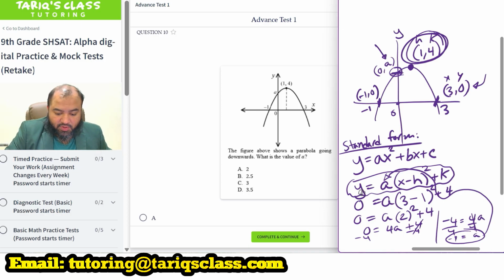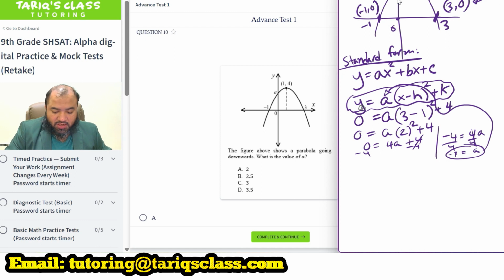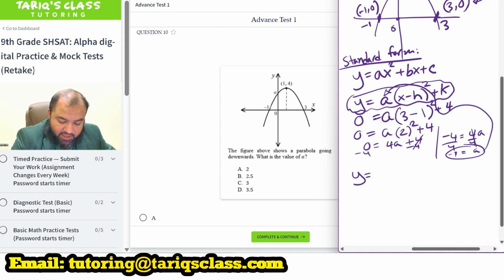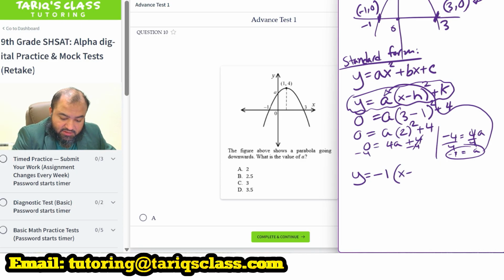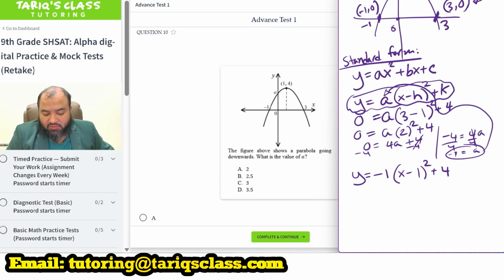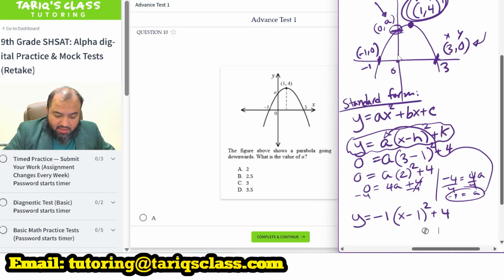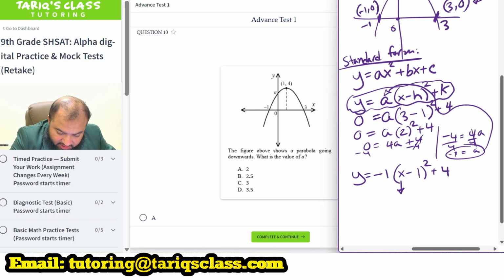So let's write more. Now we know the vertex form is y equal to, now we know what a is, -1 times (x minus h), and we already know h is 1, squared, plus k, which is 4. So this is how the equation of the parabola looks. Now what they want to know is, what is A? Remember that A here is the y-intercept. Y-intercept means here x is 0. What is the y? A. So I'm going to plug that in here. To find the y-intercept, we always plug in x equal to 0. So I'm going to make this x here 0. Okay?